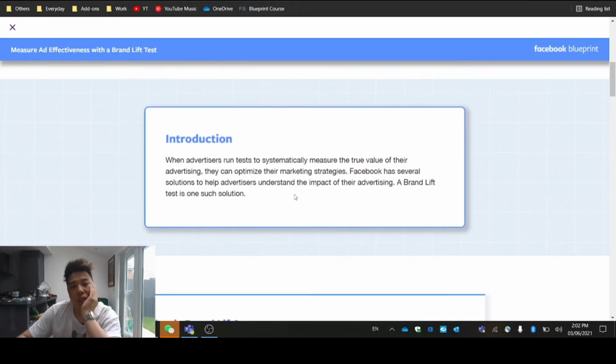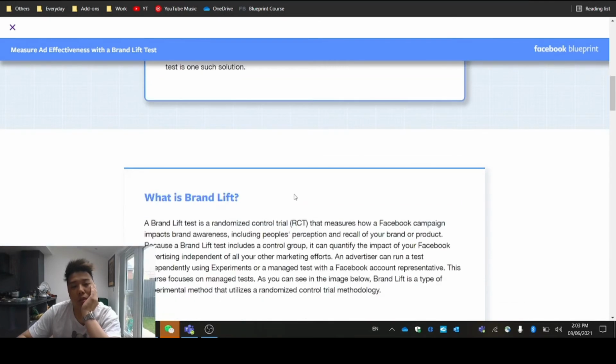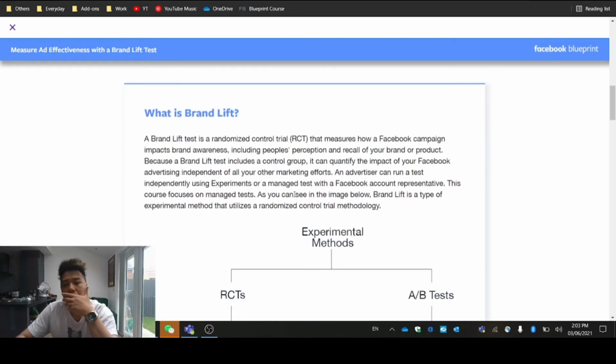When advertisers run tests to systematically measure the true value of their advertising, they can optimize their marketing strategy. Facebook has several solutions to help advertisers understand the impact of their advertising. A brand lift test is one such solution. Brand lift tests are randomly controlled trials, or RCTs, that measure how a Facebook campaign impacts brand awareness, including people's perceptions and recall of your brand and products.